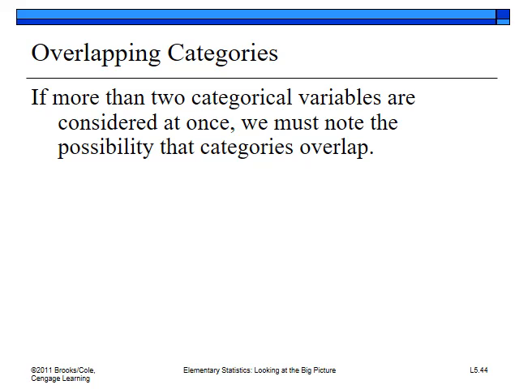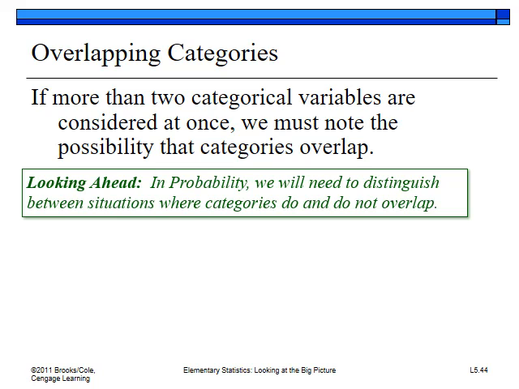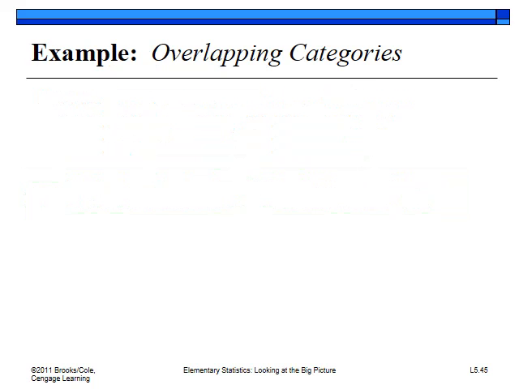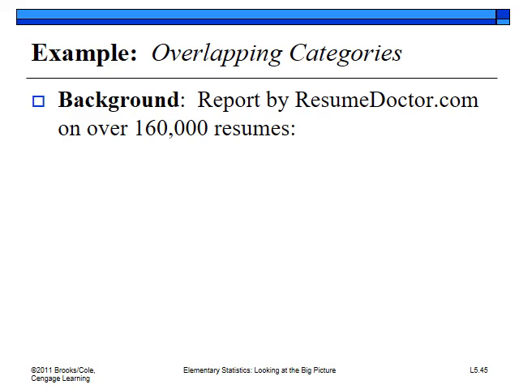One thing we have to be careful about when we're looking at our categorical variables, if we have more than one of them, we have to be aware of the fact that they might overlap. When we're doing probability later on, being able to determine whether there is overlap between our categories will be extremely important. Let's look at an example of these overlapping categories.